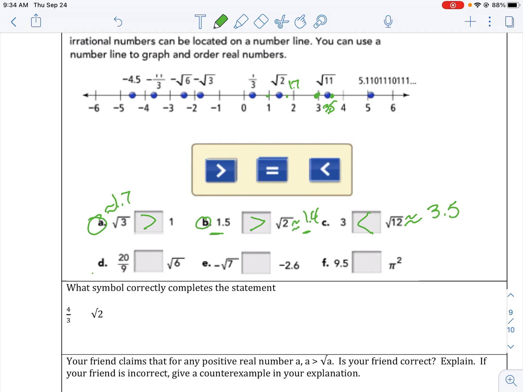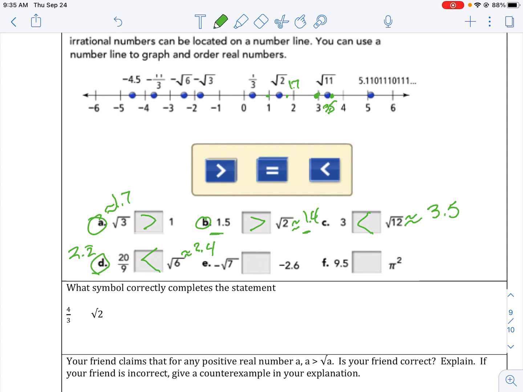Now for D, we have two numbers we have to plug in. We're going to do 20 divided by 9 in our calculator, and we get 2.2 repeating. Then the square root of 6 is approximately 2.4, rounded to the nearest tenth. So both start with 2, but then in the tenth spot, 20 over 9 has a 2 and the square root of 6 has a 4. 4 is greater than 2, which means the square root of 6 is larger.